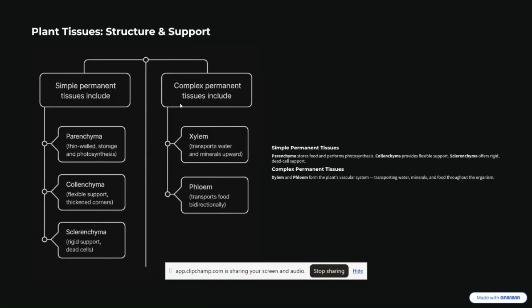So what is parenchyma tissue? It is a thin walled storage tissue which helps in photosynthesis. What is collenchyma? It is very flexible, with support and thickened corners. What is sclerenchyma? That is rigid support and dead cells.